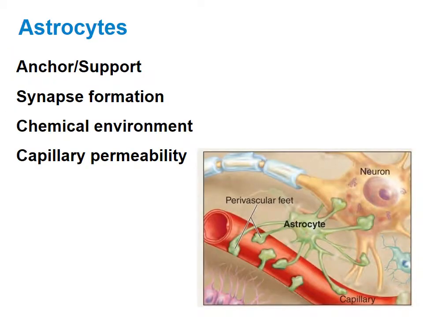Astrocytes lie between neurons and blood vessels. They wrap around the blood vessels to control nutrient and waste exchange and therefore control the chemical environment of the extracellular space. Astrocytes anchor and support neurons and help neurons make new connections called synapses. Synapses are needed to store information. In other words, every time you learn something new, you make a new connection between neurons.